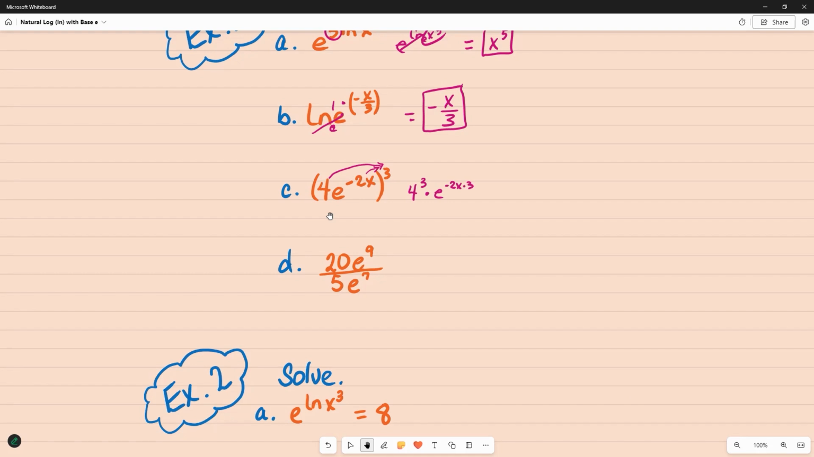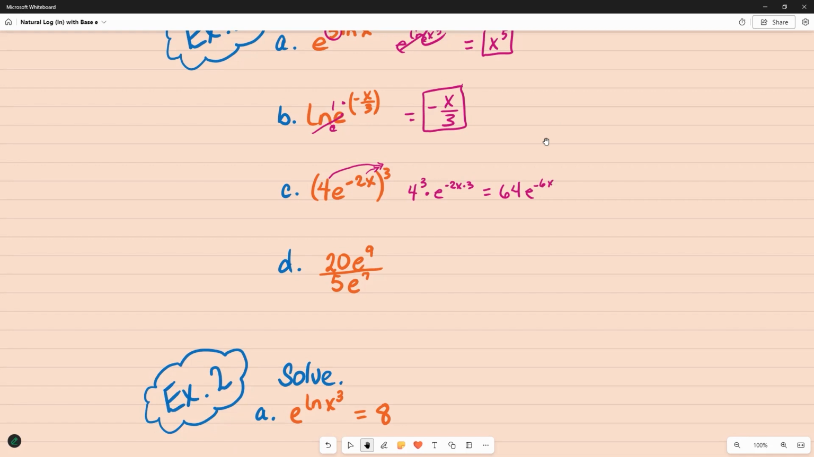Now you want to simplify everything. So 4 to the 3rd power means 4 times 4 times 4, which we know is 64. And then E raised to the negative 2x times 3. Negative 2 times 3 is negative 6x. So that's going to be E to the negative 6x.